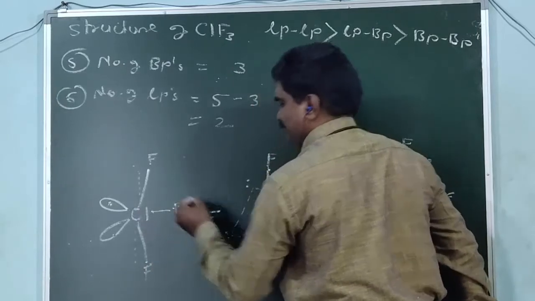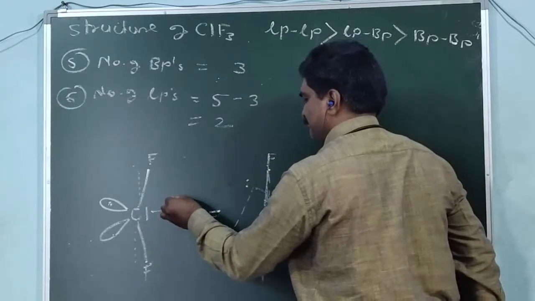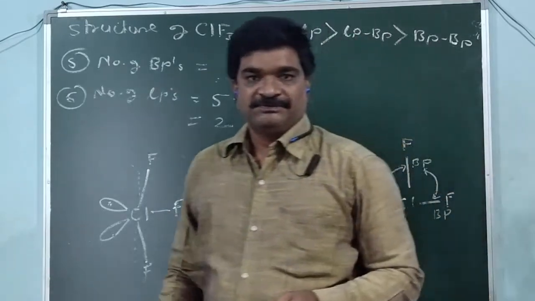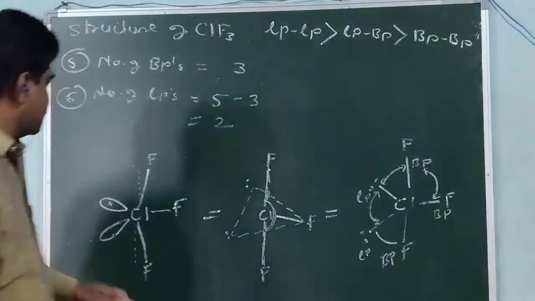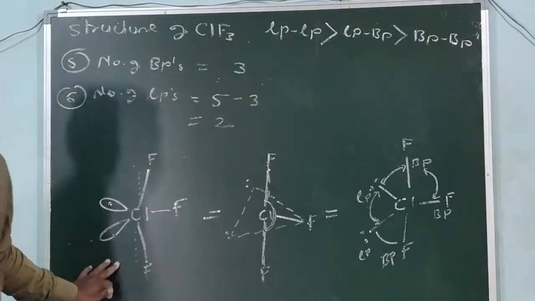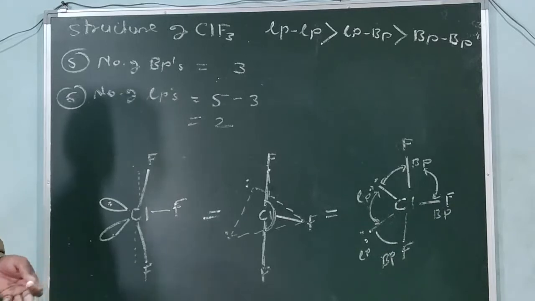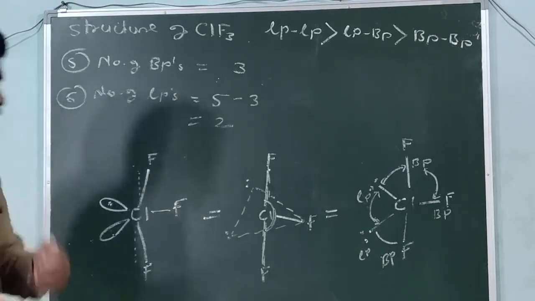Here there is a fluorine. Yet the shape of the ClF3 molecule is T-shaped. Okay. What is the shape of the ClF3 molecule? T-shaped. Do you get my point? Okay.